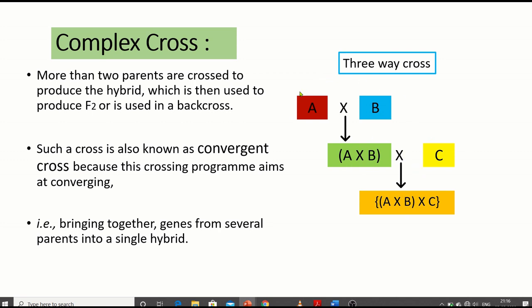So this is usually done in cases such as incompatibility of parents. If A is compatible with B and C is compatible with B, then when we have the cross AB, the homologous chromosome of B can pair with C. So the incompatibility between A and C is overcome by having a three-way cross. This is another way of making a cross between incompatible parents.